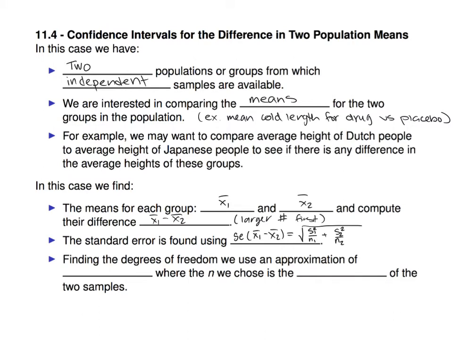And then the last thing we're going to need is the degrees of freedom, which will let us find our multiplier. And we use an approximation of t star. The only thing that's a little bit different here is how you find your degrees of freedom. Well, the n that you choose to use for the degrees of freedom is the smaller of the two samples.